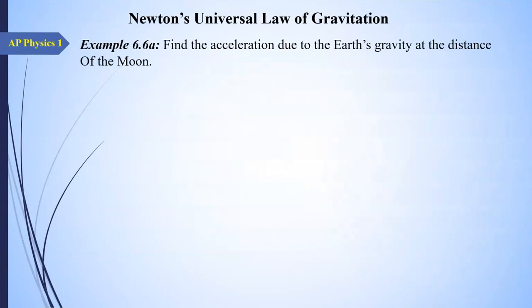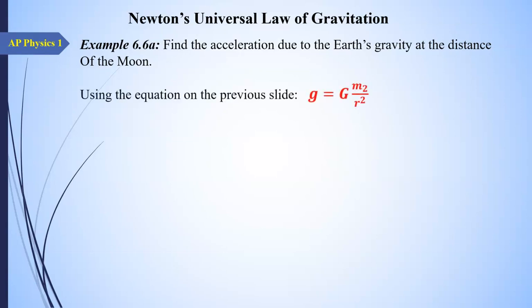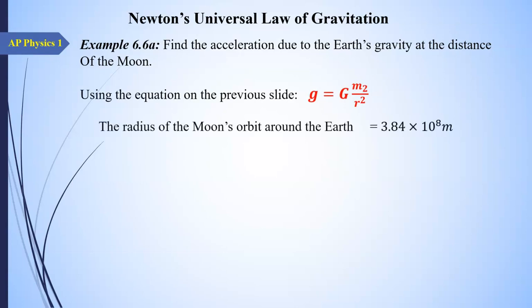Okay, this is from your green textbook, your online textbook. Find the acceleration due to the Earth's gravity at the distance of the moon. So there it is, the equation on the previous slide. So the radius of the moon's orbit around the Earth.